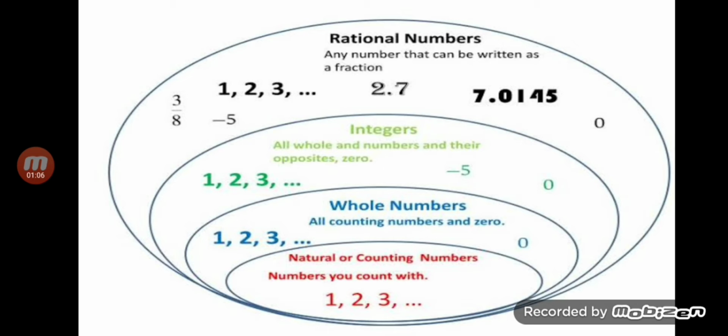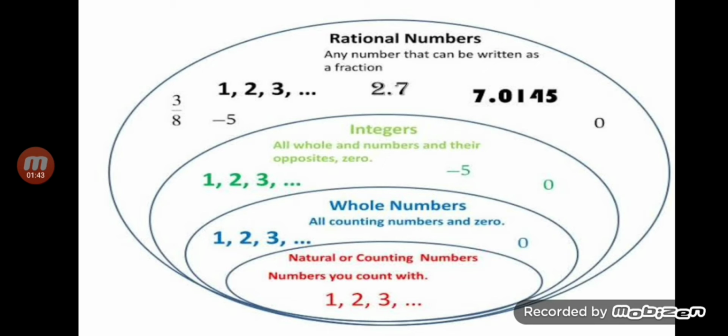Then what do you mean by integers? All whole numbers and natural numbers and their opposites are called integers. So we have negative numbers and positive numbers along with 0, called integers. So we know about natural numbers, whole numbers and integers. Now, the set of these integers, whole numbers and natural numbers are called rational numbers.